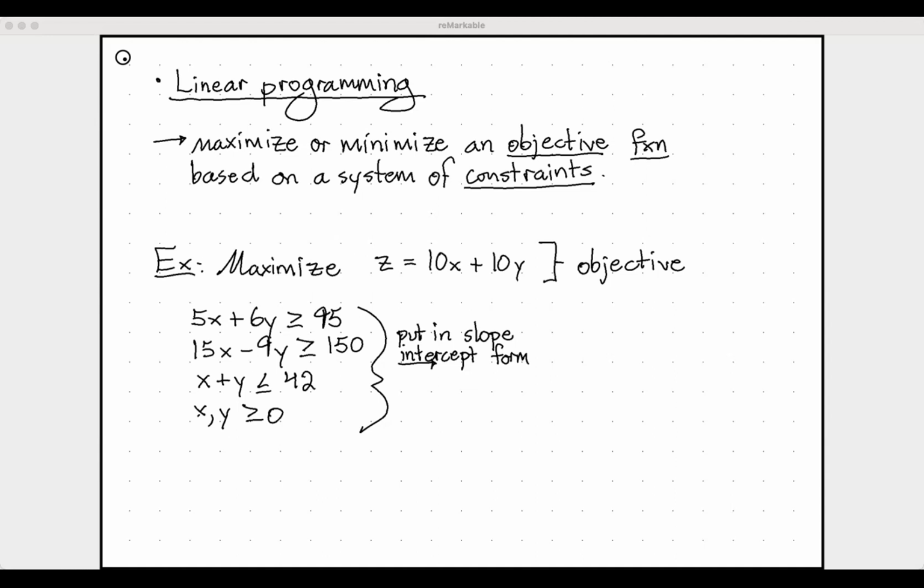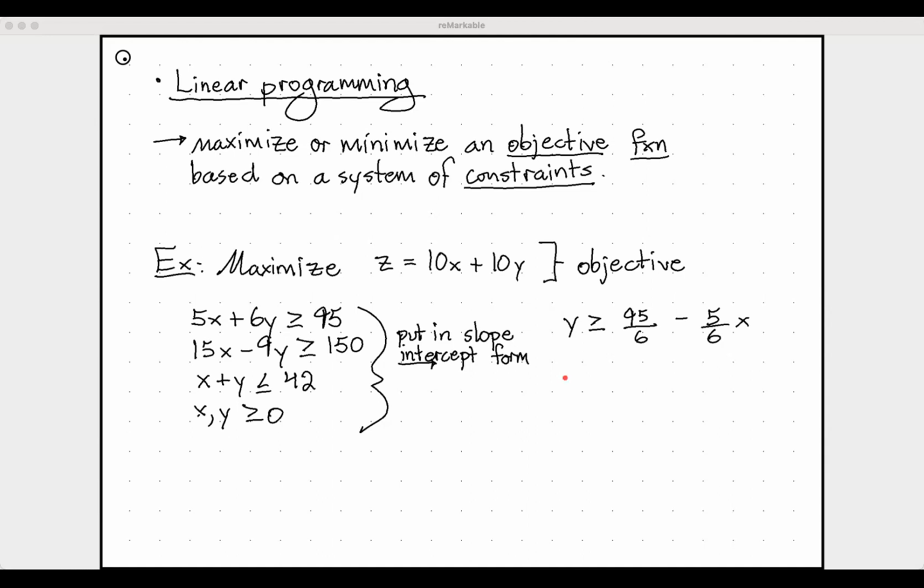The first equation, let's see. So I could subtract 5x to the other side and then divide everything by 6. So I would have y is greater than or equal to 95 over 6 minus 5 over 6x. So I've subtracted 5x to the other side, and then I just divided the other side by 6.